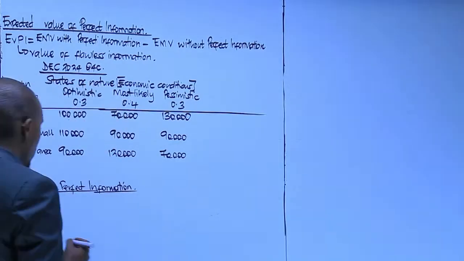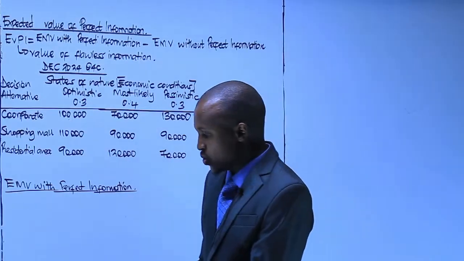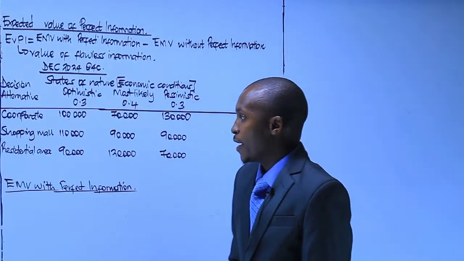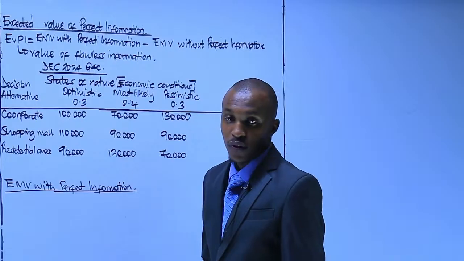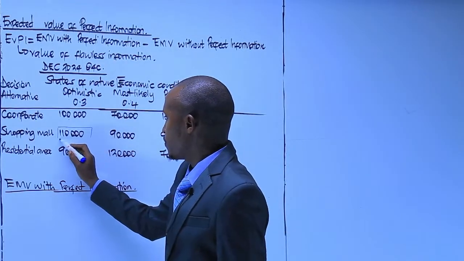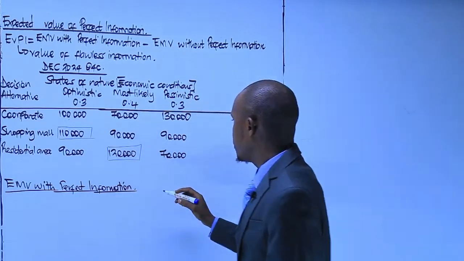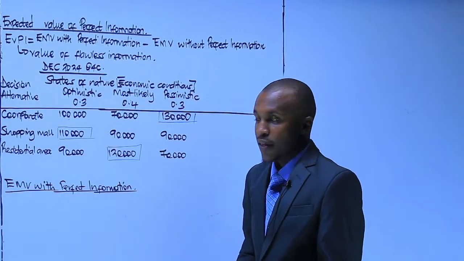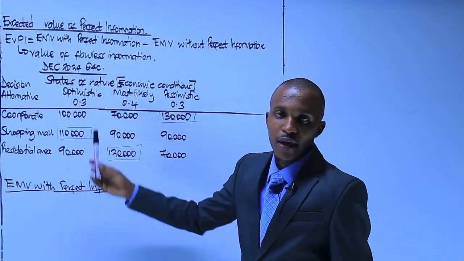Your expected monetary value with perfect information will require that you select the highest payoff for each state of nature. For optimistic, that is your highest payoff. For most likely, that is your highest payoff. For pessimistic, that is your highest payoff. Then these highest payoffs, you multiply by your probabilities.